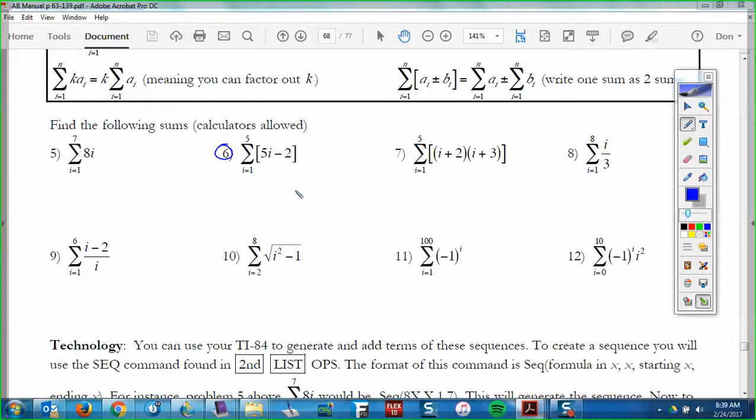Alright, sigma 5i minus 2. So one way to do this sigma right here is to plug a 1 in for i, right? What do you get? 3. Plus, now plug a 2 in for i. 8. Plus, now plug a 3 in for i. Plus 18. Plus 23.